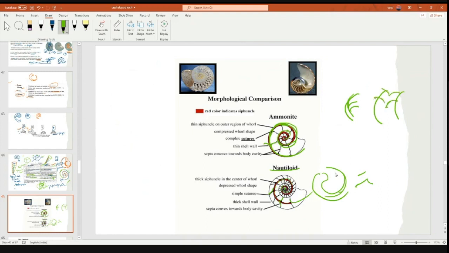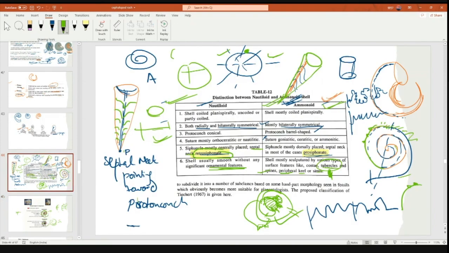So it will be towards the protoconch area, towards the apex, sorry. This will be septal neck towards the aperture, and here towards the protoconch. Septal neck, again same thing here, which you already see. Septal neck is towards the aperture, and here septal neck is towards the protoconch. So this will be the main difference between ammonoids and nautiloids.